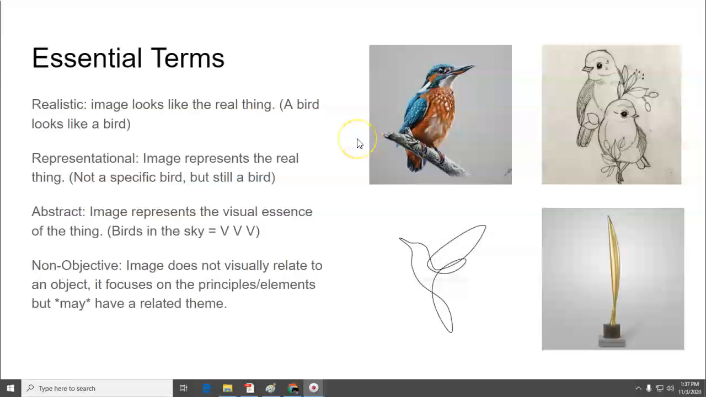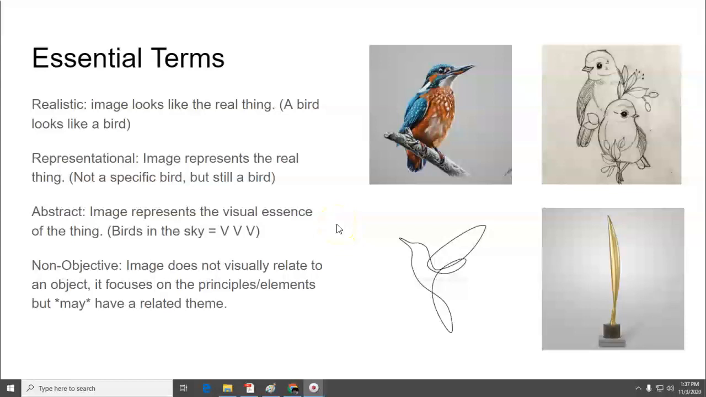And then if you're talking about something that's representational, it represents a real thing. You can look at something, you can say, oh, that's a bird, but it might be stylized and cartoony. It may not be very specific. And this is an example of that. Just a little cute line drawing of a bird for a coloring book or something. It's obviously a bird.